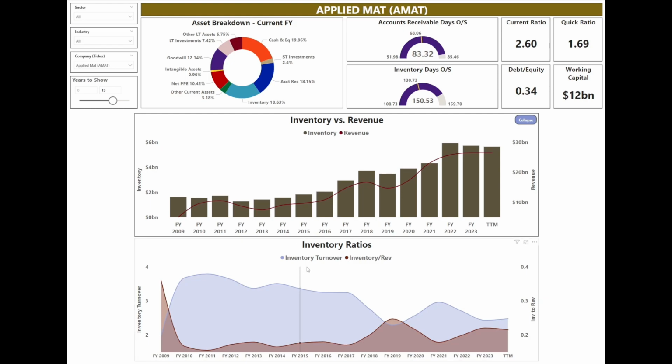You also want to look at inventory turnover and inventory to revenue. This blue area here, you actually want to see this increasing. What this is telling you is that over time, Applied Materials has actually done a worse job getting their inventory out the door. And then for inventory to sales, however, you do want to see this to be very low or lowering. And right now they're sitting at 0.21, which is actually pretty good. Anything under 0.25 for inventory to revenue is pretty good for the business.